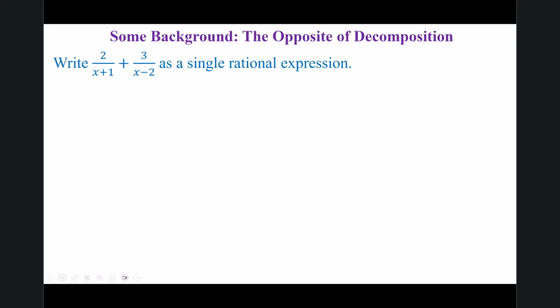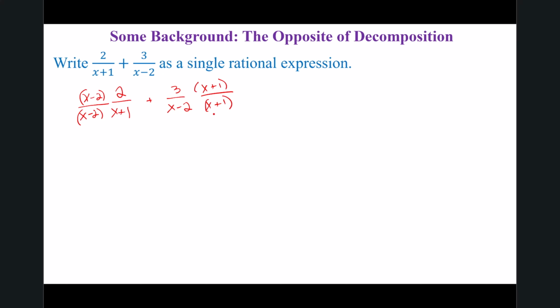If I want to write 2 over x plus 1 plus 3 over x minus 2 as a single rational expression, that means I need to find a common denominator and add the two fractions together. I'm just going to rewrite it here so I have room. So my common denominator would be x plus 1 times x minus 2. So I will multiply the first fraction by x minus 2 over x minus 2, and the second fraction by x plus 1 over x plus 1.